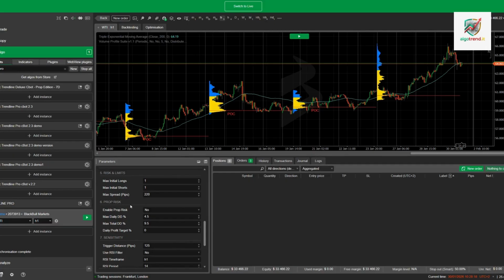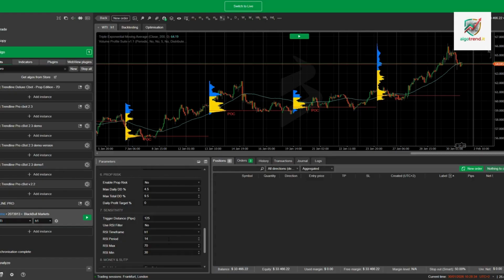Number 7, Sensitivity and Filters. Trigger distance in pips defines how close price must be to a level before the bot reacts. RSI filter, optional: time frame, period, max/min levels. Helps avoid entering trades in overbought or oversold conditions.